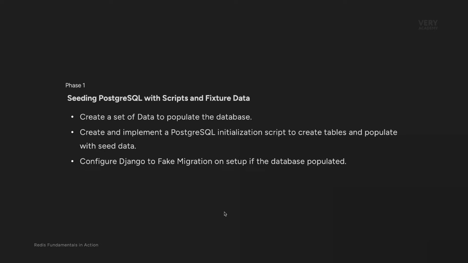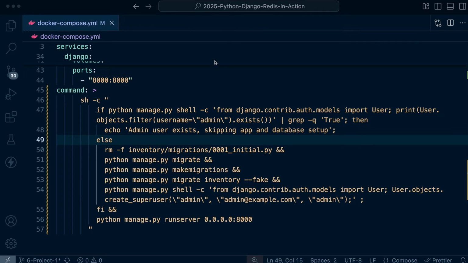So the last step now is to configure the fake migration so that Django doesn't try to migrate the tables from the models because the database has already been created. I've updated the commands now in the docker compose Django service. Let me briefly explain what's happening here.